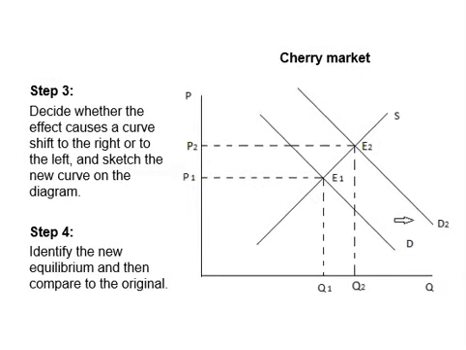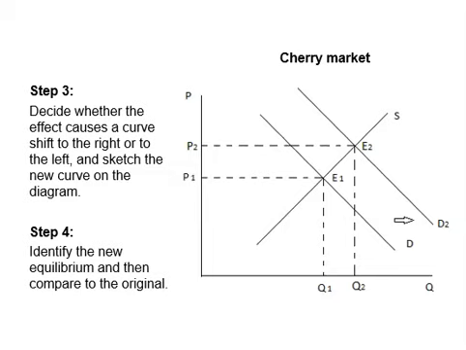Step 3. Decide whether the effect causes a curve shift to the right or to the left, and then sketch the new curve on the graph. Higher price of a substitute, oranges in this case, is one of the 6 demand shifters. It will increase the demand for cherries, and the demand curve will shift to the right. The graph now has the new demand curve D2 on the right-hand side of the old demand curve.